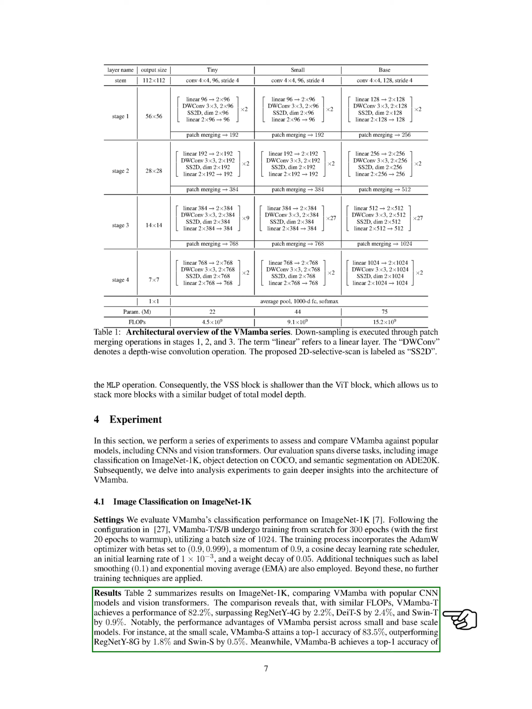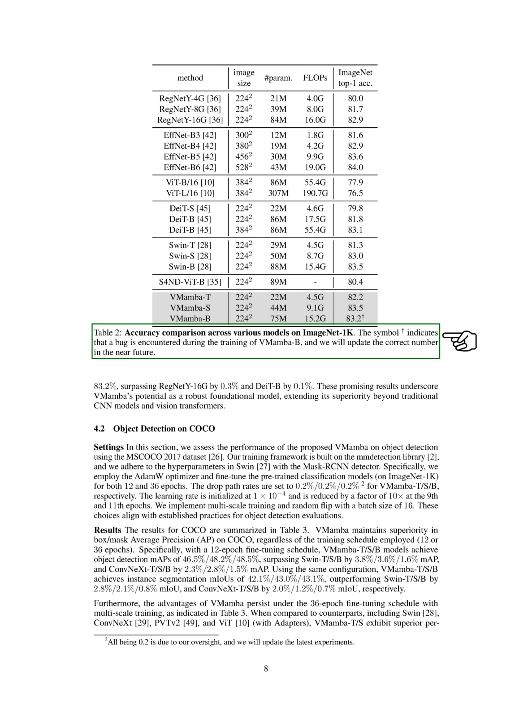Our results showed that VMamba outperformed popular CNN models and vision transformers. For example, VMamba-T achieved a performance of 82.2%, surpassing RegNetY-4G by 2.2%, DeiT-S by 2.4%, and Swin-T by 0.9%. These results highlight VMamba's potential as a robust foundational model.